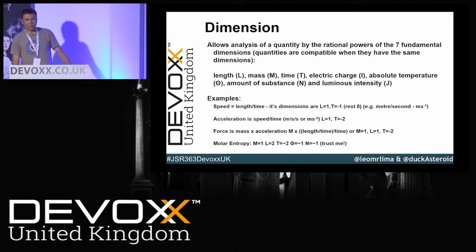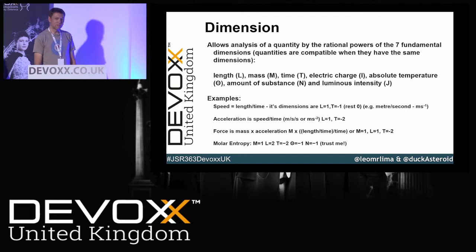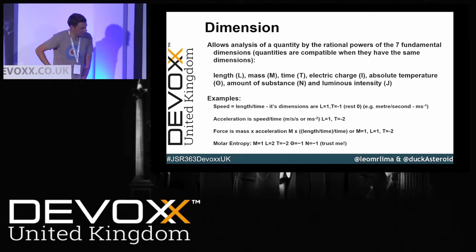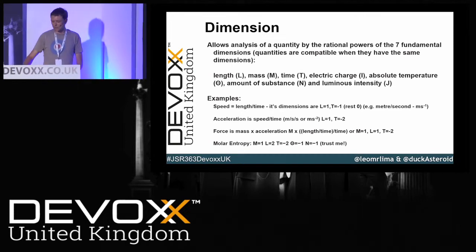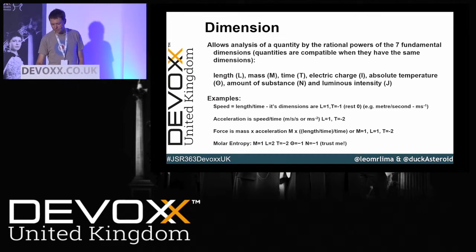I thought I'd chuck in a complicated example, which is, I have no idea what molar entropy is, but its dimensions are just about all of them written in different things. So it can get fairly complicated, dimensional analysis, but it basically always deals in a vector of those 7 dimensions.